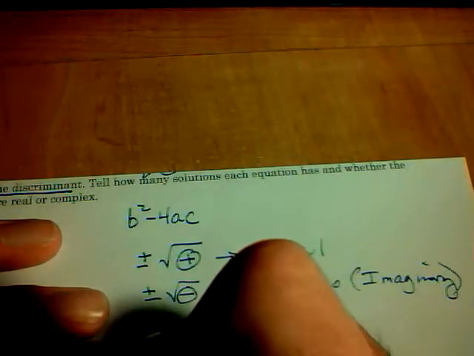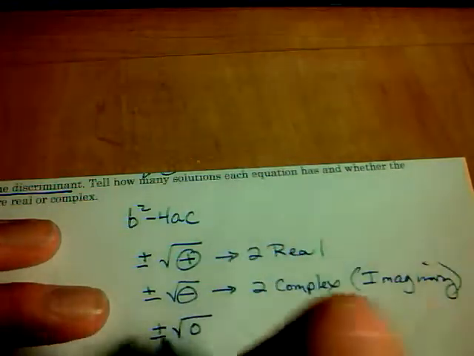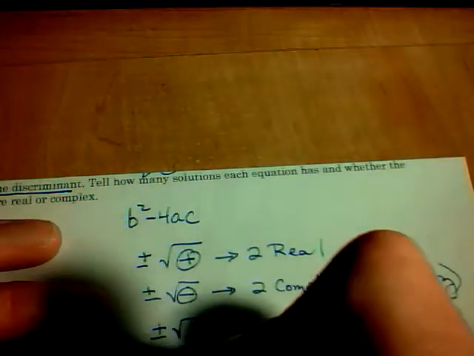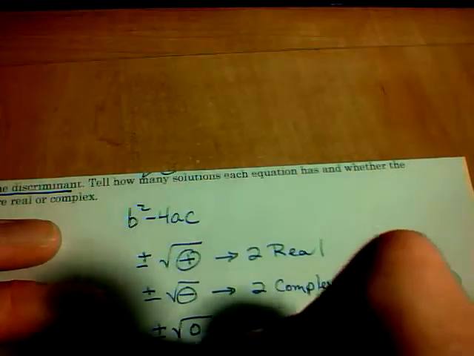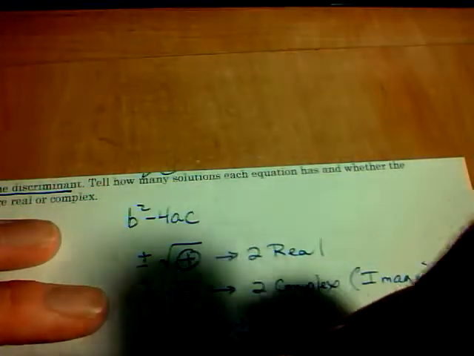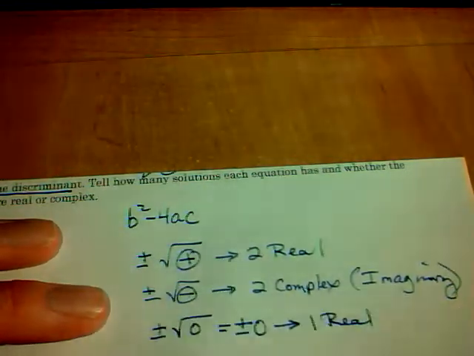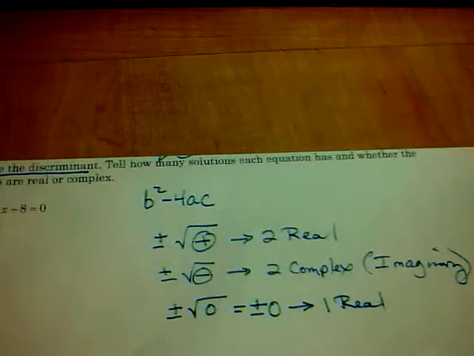And then if this discriminant is actually 0, you have plus or minus the square root of 0, and of course you know that the square root of 0 is 0, so if you add 0 and subtract 0 from a number, you're going to get the same answer. So in this case, you're only going to have one real solution because 0 is a real number.